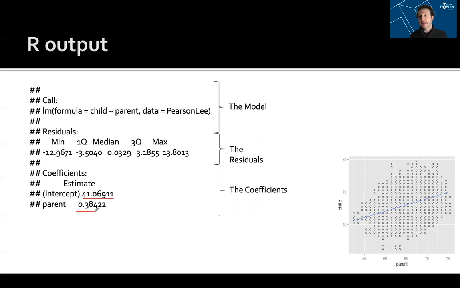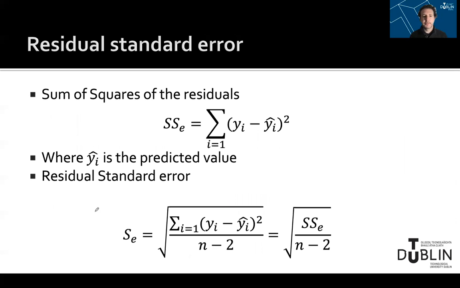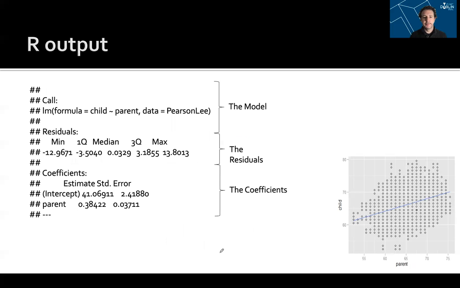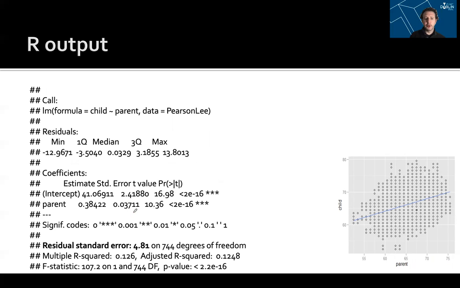Now, the next thing is each coefficient has to do its own hypothesis test. Is this coefficient significant? Is the intercept significant? Is the slope of the parent significant? And we use the standard errors. That's the observed minus predicted, squared, and the sum of that divided by n minus 2, the number of points minus 2. And from that, we can calculate our standard error.